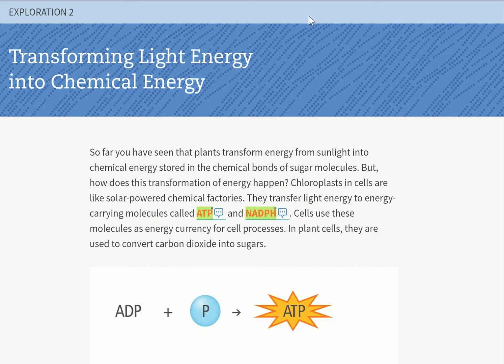We are on Unit 3, Lesson 1, Exploration 2. So we introduced photosynthesis in Exploration 1. We're going to continue with photosynthesis. And what we're going to be talking about is where does the actual energy come from? Where does it go? Where is it stored? We're going to see that it travels in bonds, what bonds, and just how does it work.